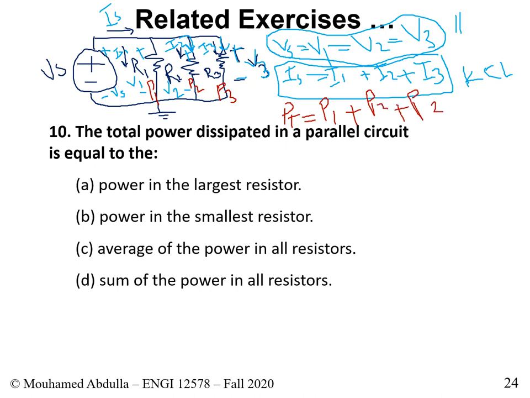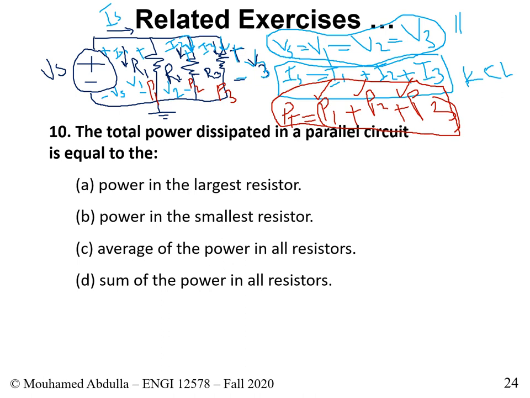Now, what do we know of power? Well, for the power, we could always use Watt's law. So there's three varieties for that. P is equal to VI, P is equal to V squared divided by R, and P is equal to I squared R. So depending on what you have, you could certainly find the power for the first resistor, power for the second resistor, power for the third, and then add them together. Okay, so this is kind of the background to a parallel circuit. So knowing this, equipped with this, let's see if we can answer this.